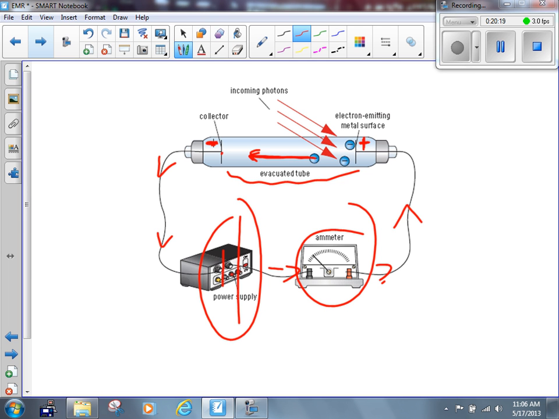We can't see these electrons. We can't physically see when these electrons have stopped. But when these electrons have stopped and aren't going through the collector, this current is no longer going to be flowing this way. What are we going to read on this ammeter? Nothing. There is no current on the ammeter. So we know when we've stopped the electrons by when the ammeter reads 0.